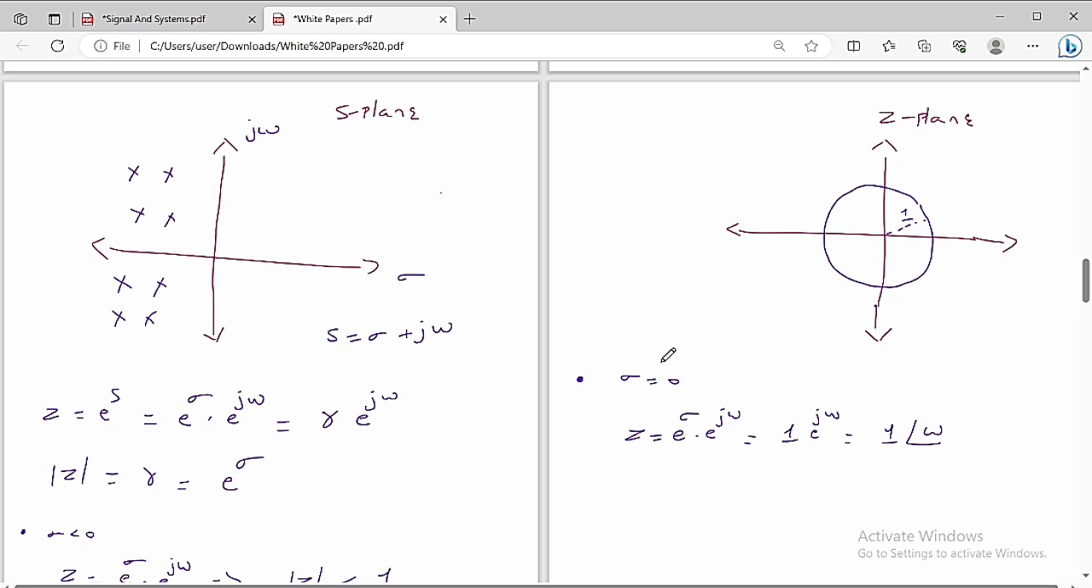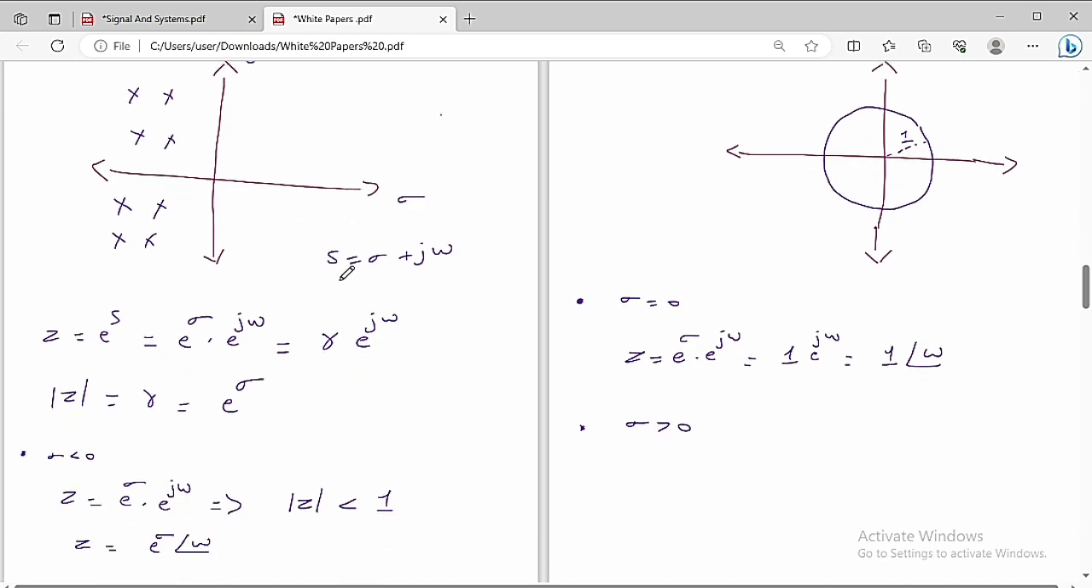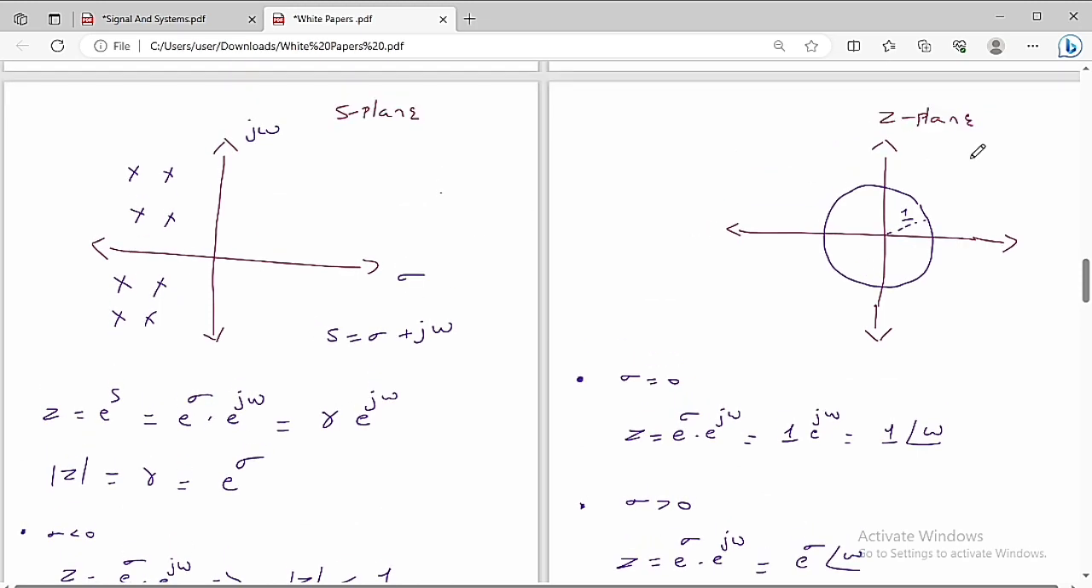Similarly, what is the third case? For the points which lie in the right half of the S plane, that means sigma is greater than 0. Then what is going to happen? Z is nothing but e to the power of sigma into e to the power of j omega. Sigma is greater than 0, so e to the power of sigma is greater than 1. Therefore we can say e to the power of sigma at an angle of omega. So this radius is greater than 1, which means it is outside the unit circle.